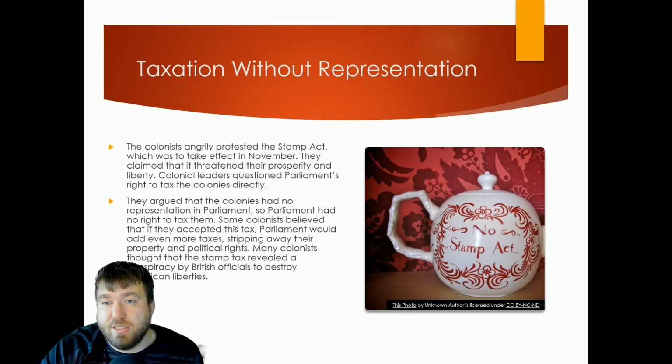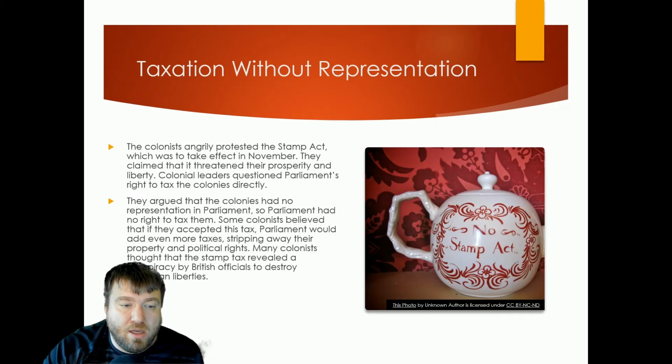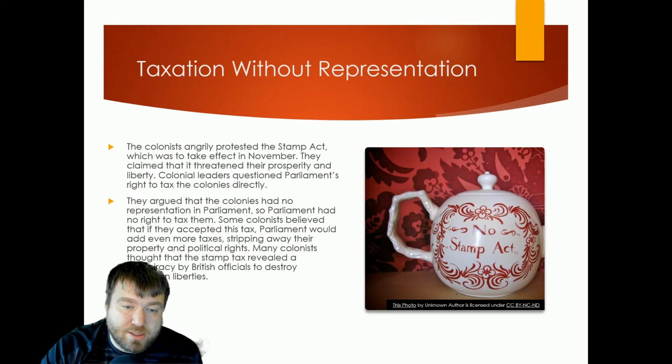Taxation without representation. The colonists angrily protested the Stamp Act, which was to take effect in November. They claimed that it threatened their prosperity and liberty. Colonial leaders questioned Parliament's right to tax the colonies directly. They argued that the colonies had no representation in Parliament, so Parliament had no right to tax them. Some colonists believed that if they accepted this tax, Parliament would add even more taxes, stripping away their property and political rights. Many colonists thought that the stamp tax revealed a conspiracy by British officials to destroy American liberties.